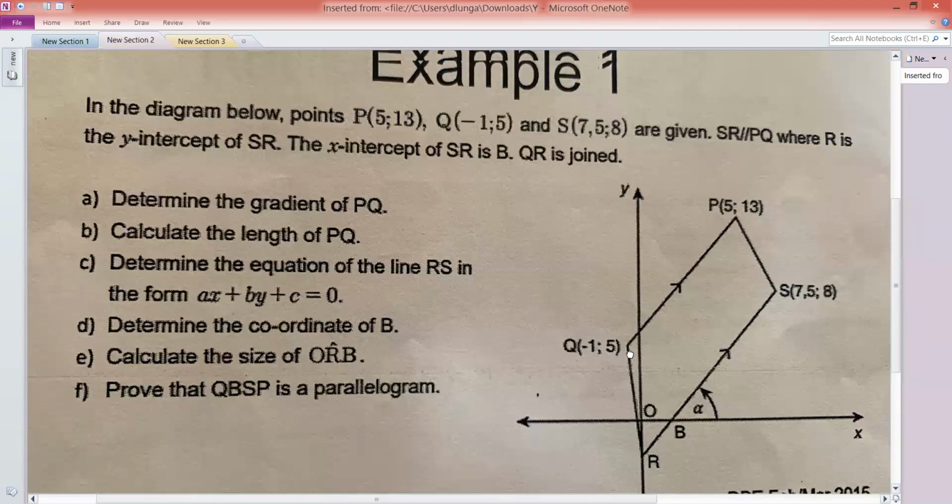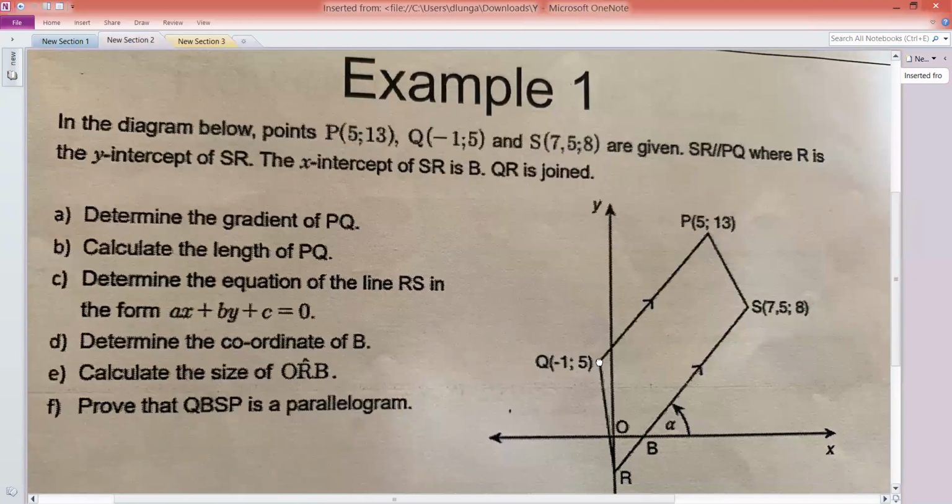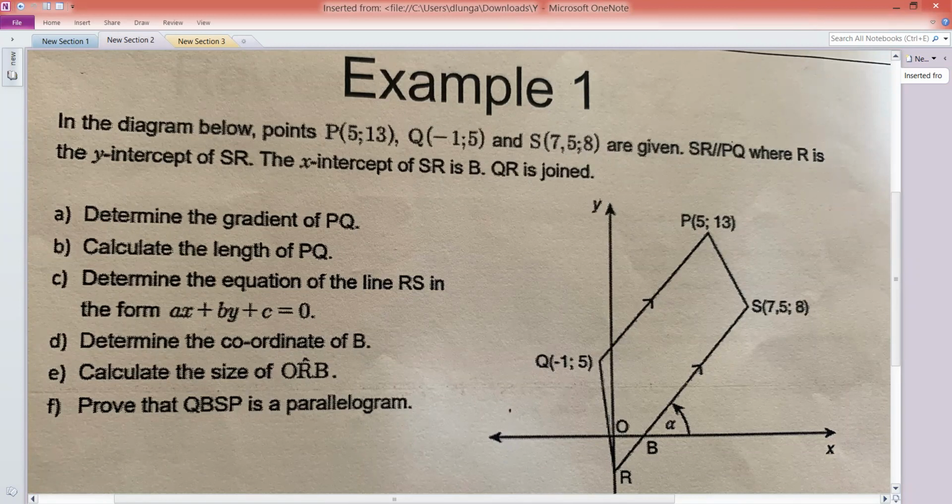So Yonela's other question. It was this one. In the diagram below, you have points P(5,13), Q(-1,5), S(7.5,8). They're given. SR is parallel to PQ, where R is the y-intercept of SR. The x-intercept of SR is B. Then QR is joined. Determine the gradient of PQ.